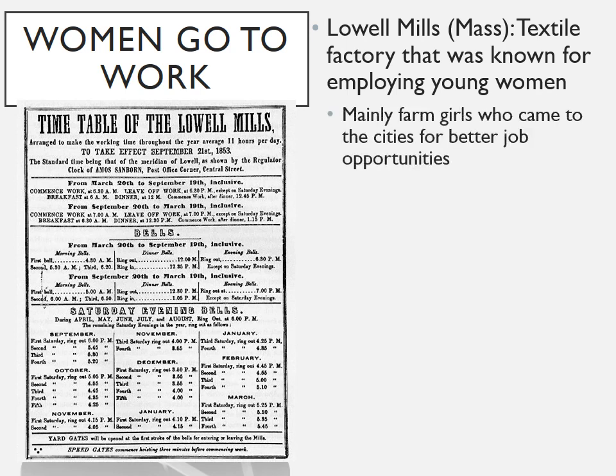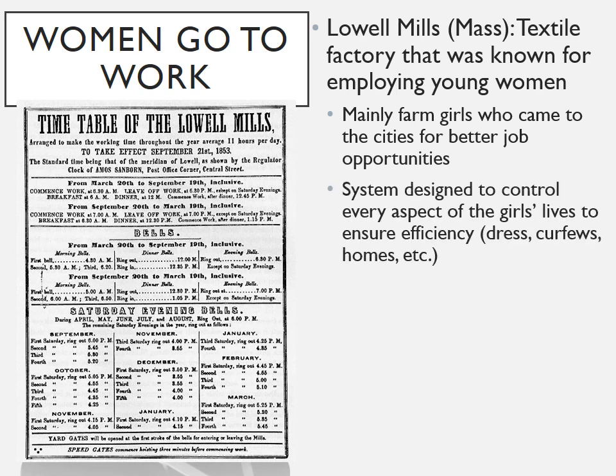Most of the women that worked there were farm girls who had moved to the cities for better job opportunities and ways to provide more money for their families. The way that the Lowell Mills worked was very systematic. It was very structured, very regimented, almost kind of militaristic. Every single aspect of the girls' lives was regimented to ensure efficiency. What they wore, where they all lived together in these dorms.